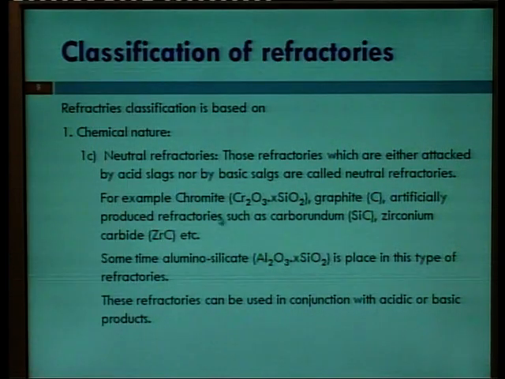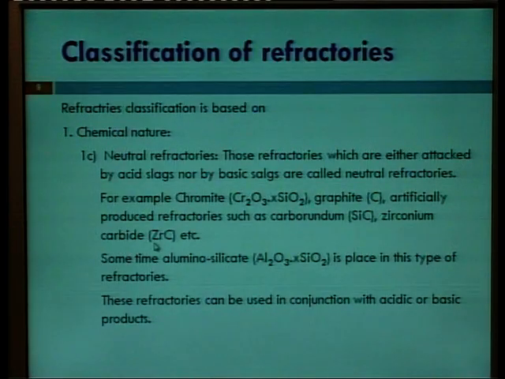For example, chromite. Chromite is a silicate of chromium, and simple graphite. Graphite is another refractory. Artificially produced refractories such as carborundum. Carborundum is nothing but silicon carbide, obtained by heating strongly in an electric arc furnace with sand and coke. So, you will get carborundum. It is a very special type of refractory which we are going to discuss, and it has many applications. It is expensive to produce and has excellent refractory properties.